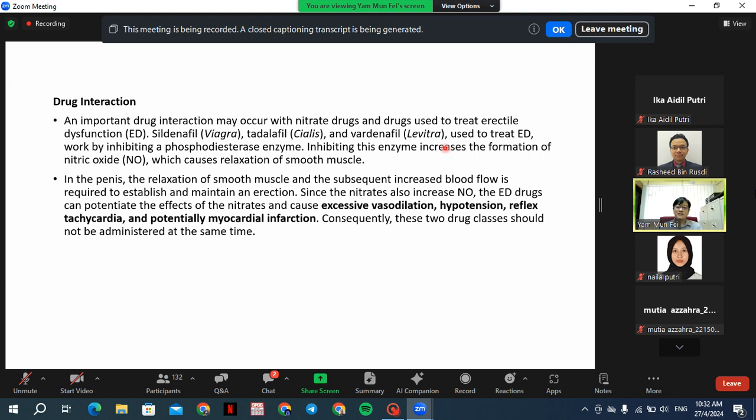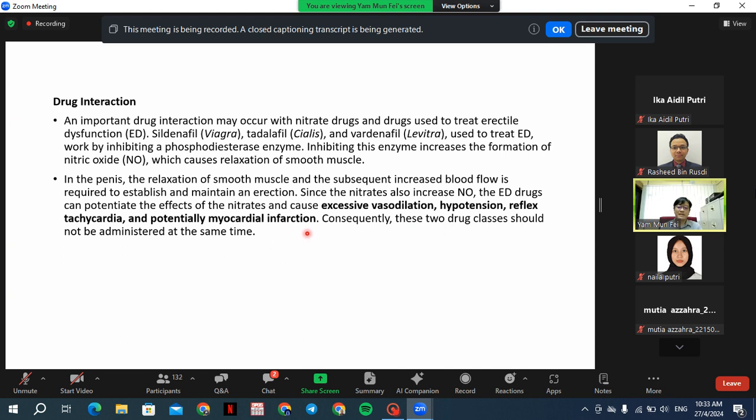Cialis, Viagra and Levitra are more focused on your penis, and the nitrate is focused on your coronary artery. But basically the mechanism of action is similar. They produce nitric oxide, and then nitric oxide will cause vasodilatation. If you use them together, then you might have some problems because they share the same mechanism. You might cause excessive vasodilatation, hypotension, reflex tachycardia, and potential myocardial infarction as well.